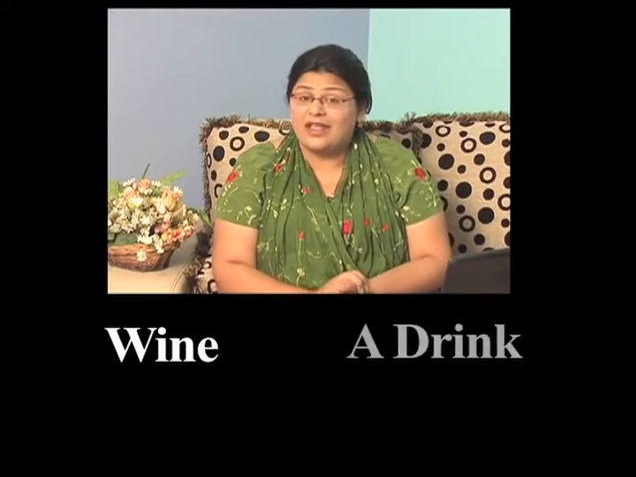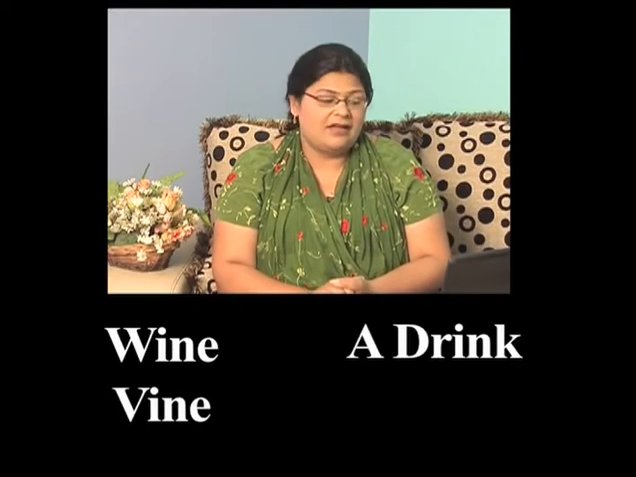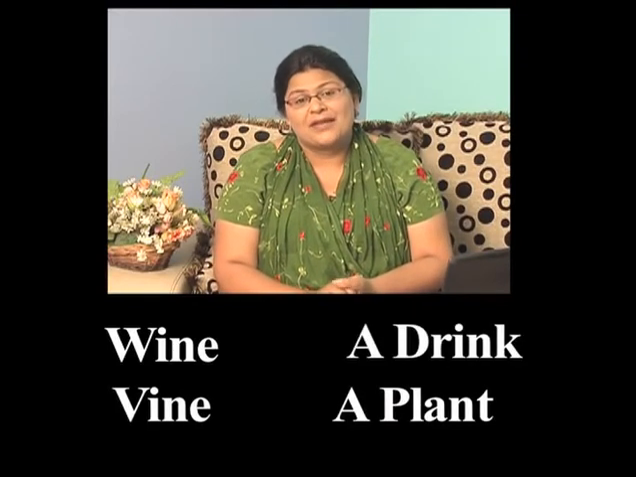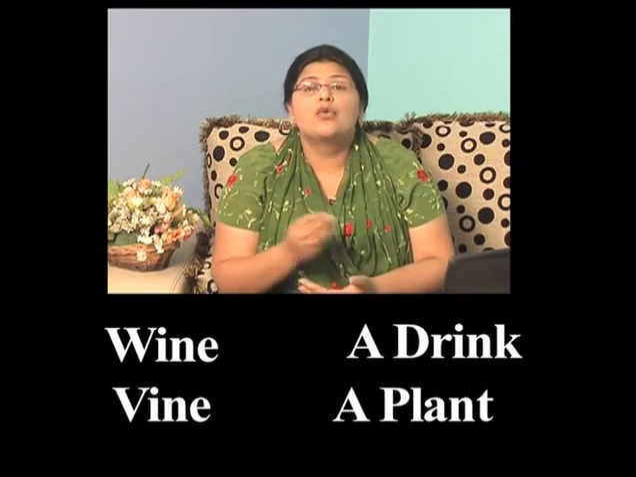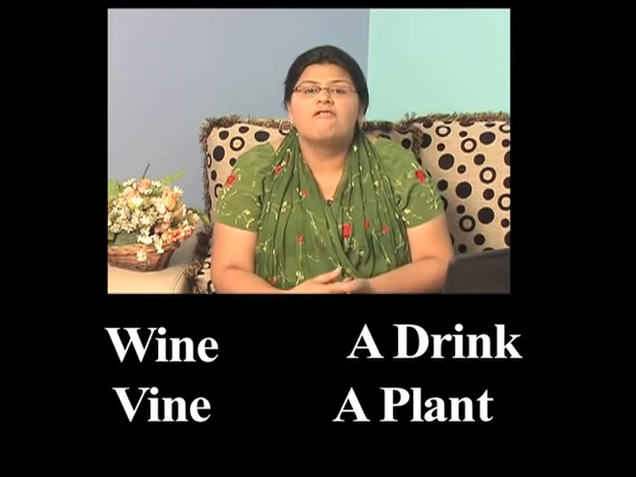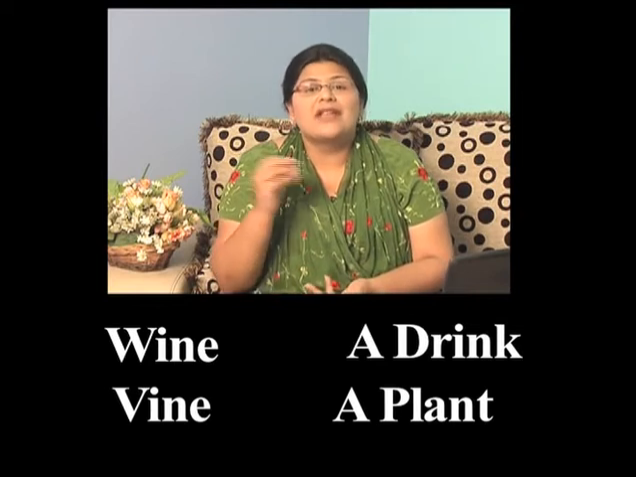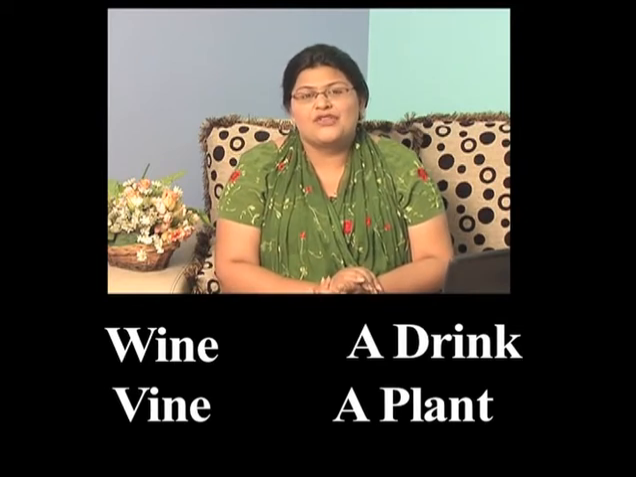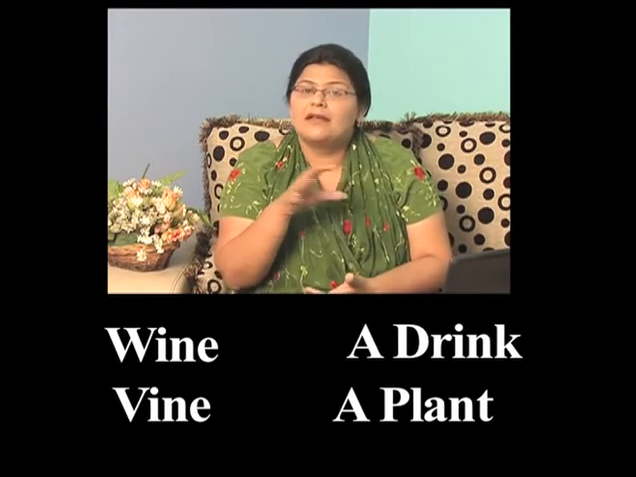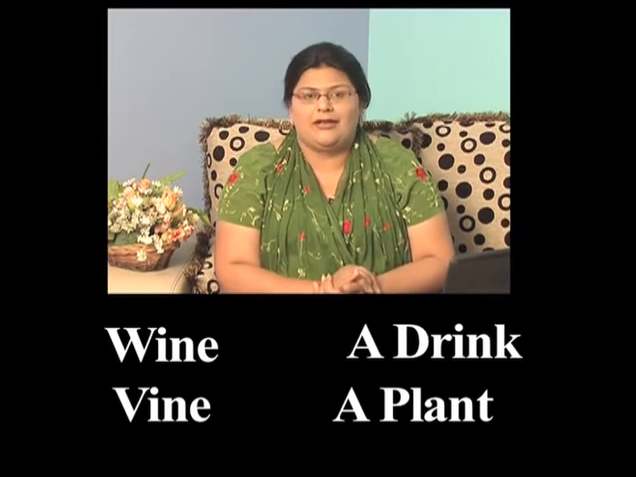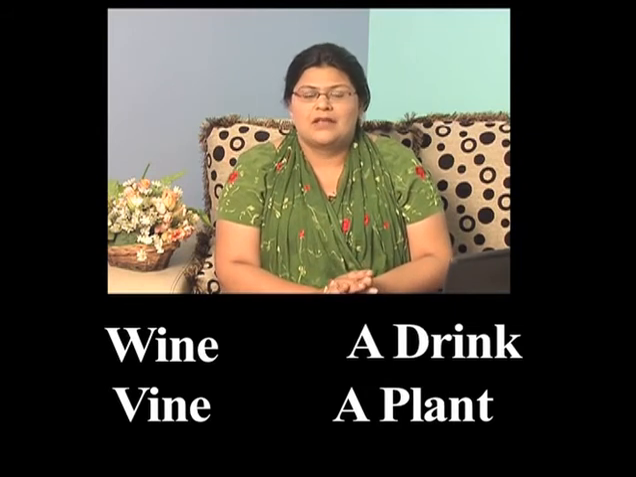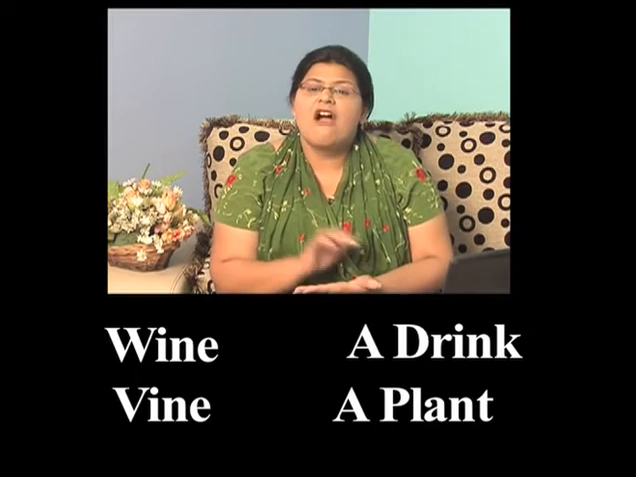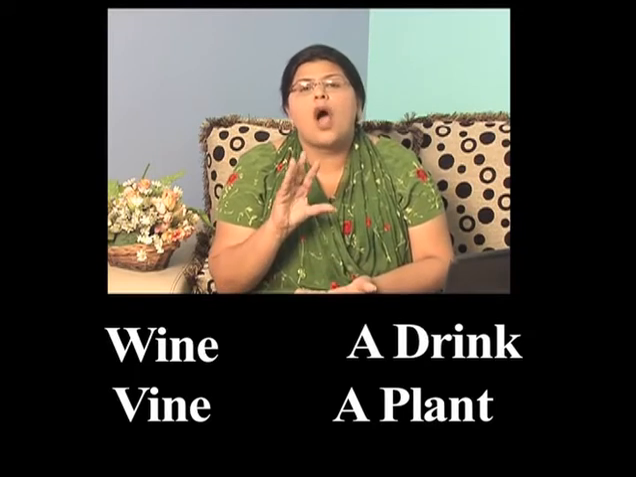Vine is a plant. The grape plant, angur ki bel, is called a vine. But the drink which we get by fermenting grapes is called wine. So everybody, please repeat these. Vine and wine.